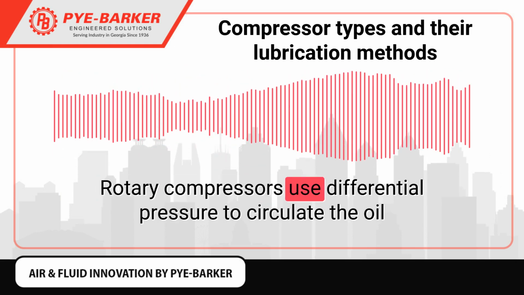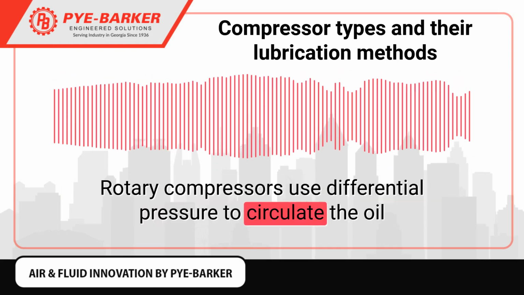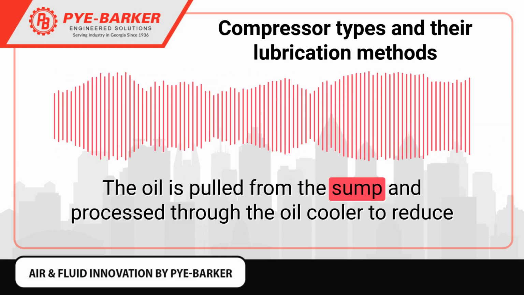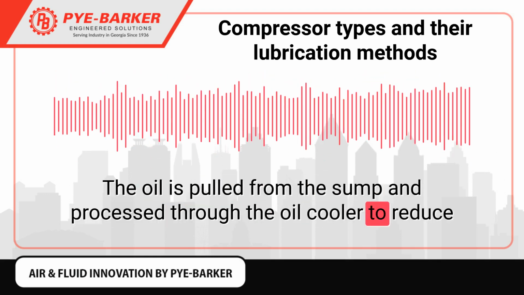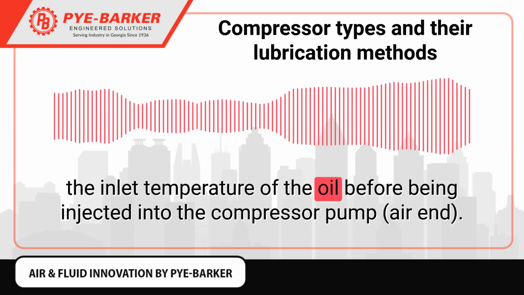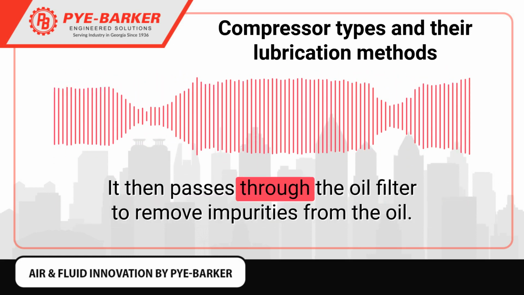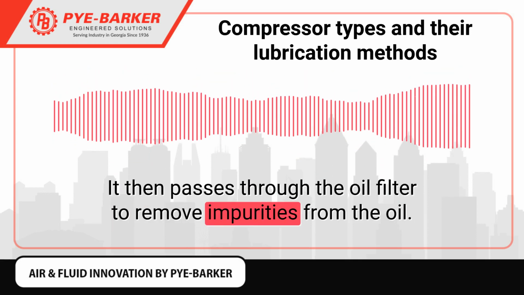Rotary compressors use differential pressure to circulate the oil throughout the lubrication system. The oil is pulled from the sump and processed through the oil cooler to reduce the inlet temperature of the oil before being injected into the compressor pump. It then passes through the oil filter to remove impurities from the oil.